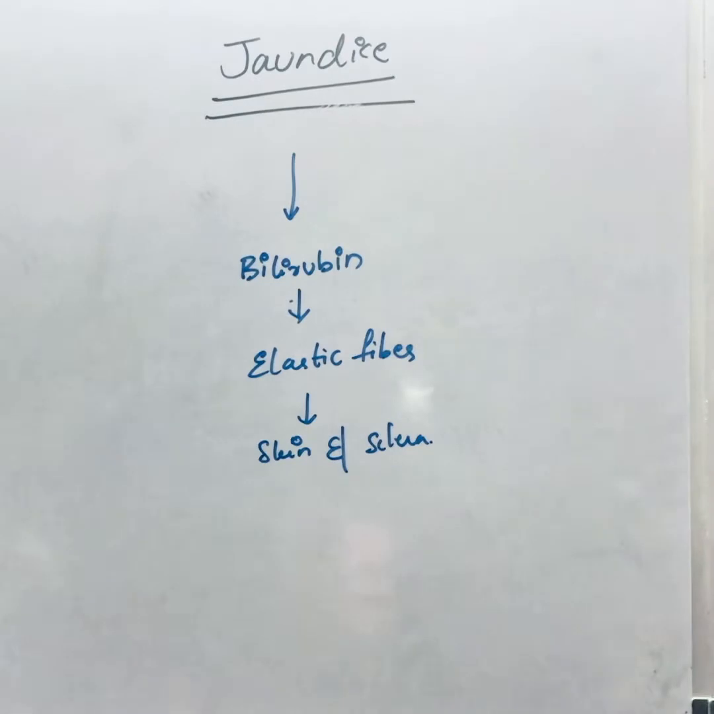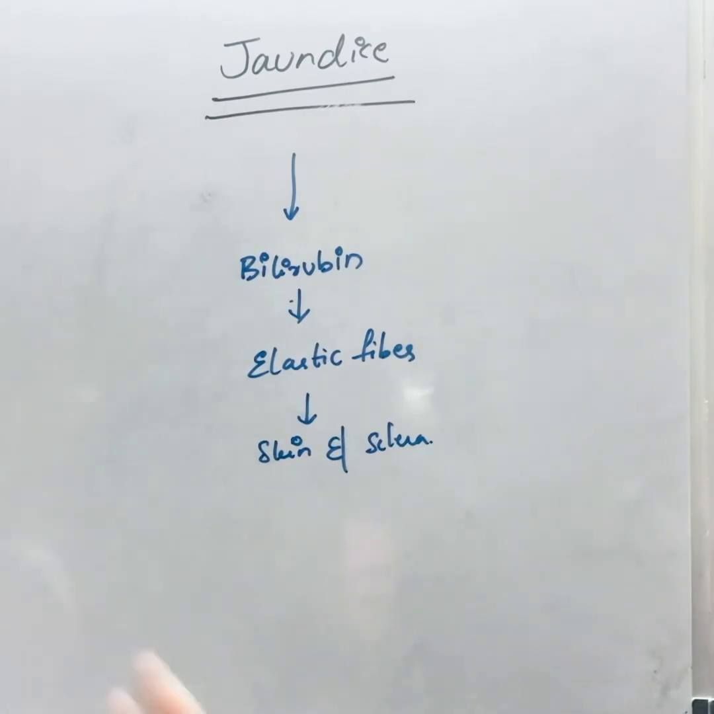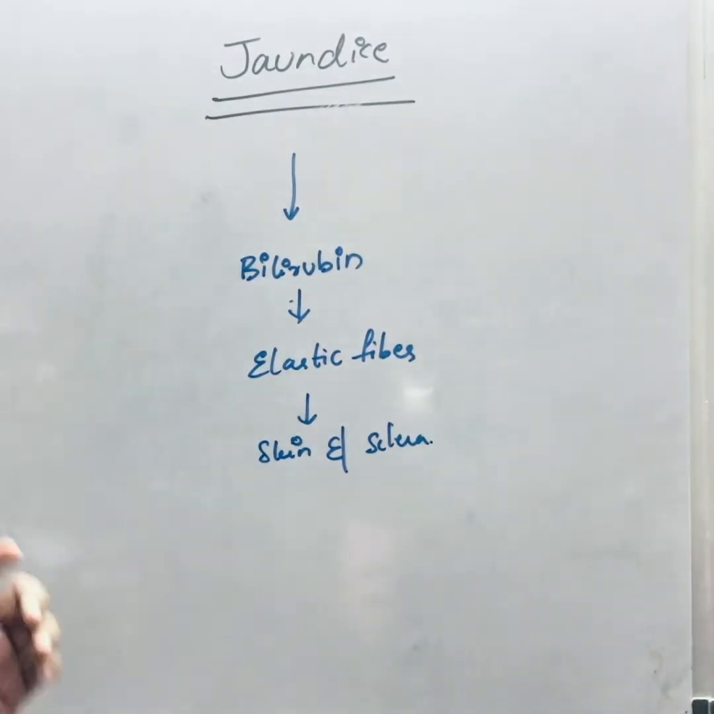Why? Because bilirubin has an attraction, or some type of affinity, towards the elastic fibers. Because of that reason, we mostly see the yellow discoloration in elastic-rich tissues like the sclera and the skin.